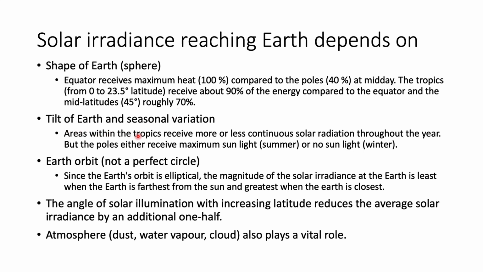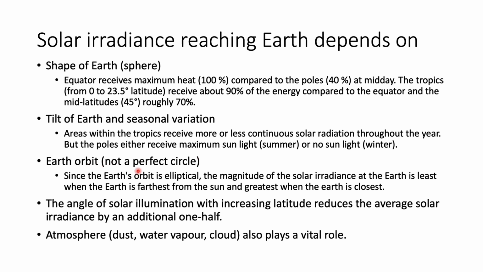Similarly, the tilt of the Earth and seasonal variation also affect the amount of solar energy received by the Earth. Here, the areas within the tropics receive more or less continuous solar radiation throughout the year, but the poles either receive maximum sunlight during the summer or no sunlight during the winter. So this is how summer and winter have different extremes of solar radiation reaching the poles.